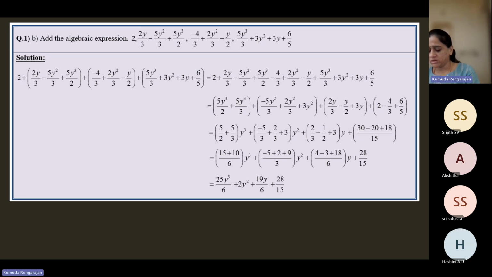Don't put the by like this. Very good. Good. Great, write. Name of the chapter is Algebraic Expressions and Identities. Good. Okay.